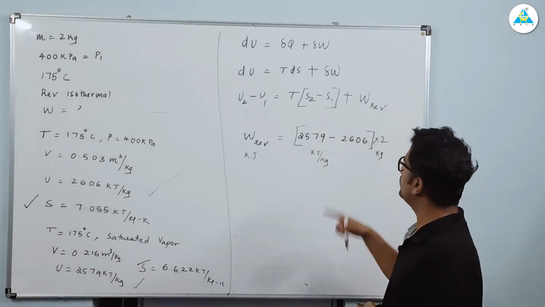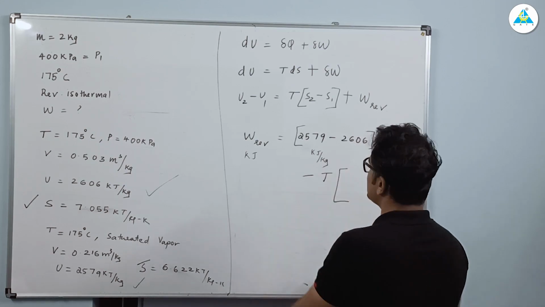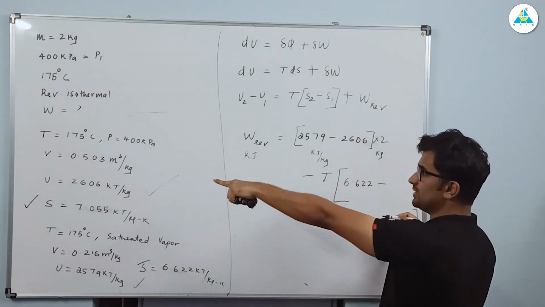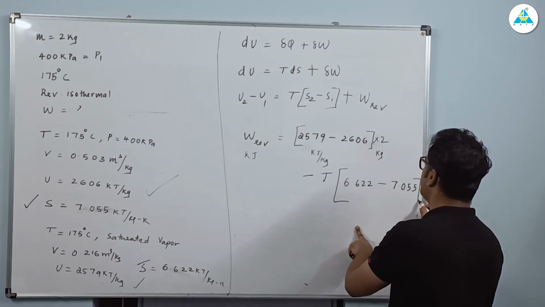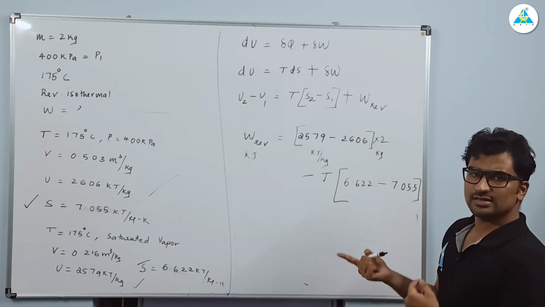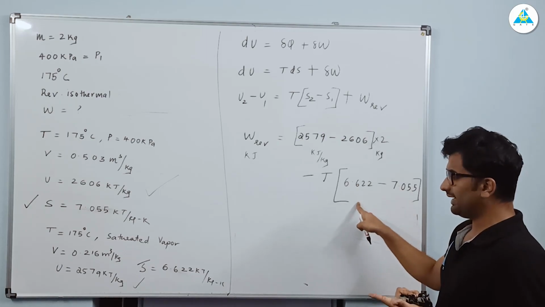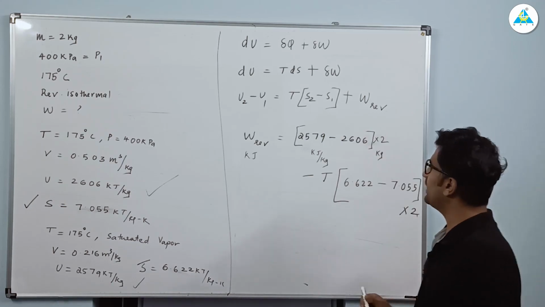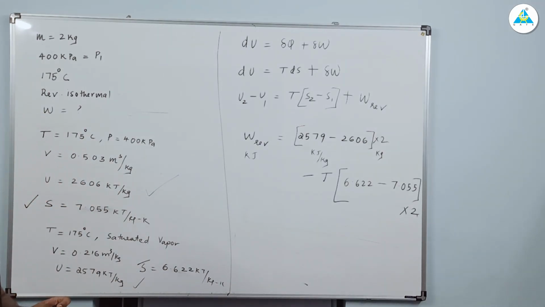So this is only U2 minus U1. I need to take this to that side. So it will be minus of temperature into entropy. Second entropy is 6.622 minus first entropy 7.055. Again, what is the temperature? 175 plus 273, you will get 448. But again, kilojoule per kg Kelvin multiplied by Kelvin, you have to multiply by mass, 2 kg. What will be the reversible work done? 2579 minus 2606. So do the calculation and tell me the answer.